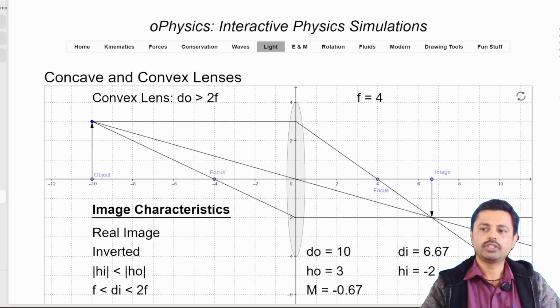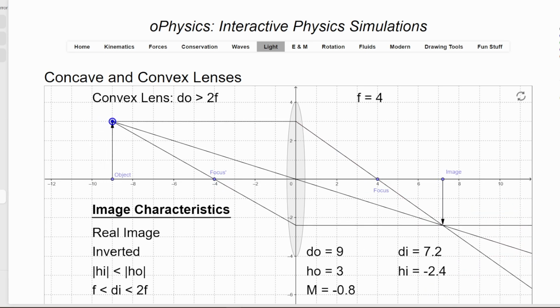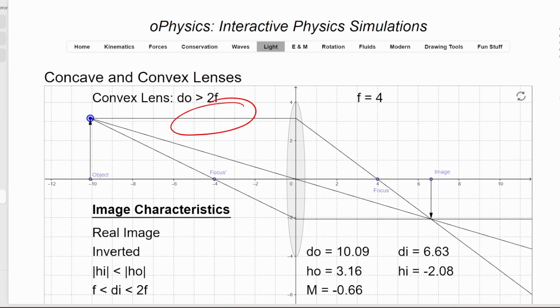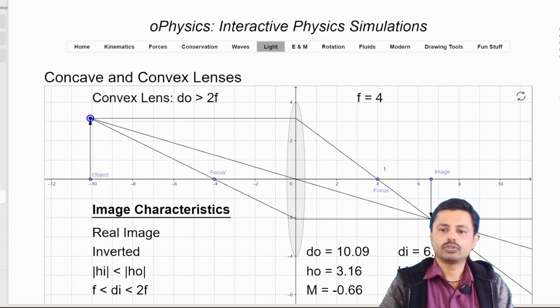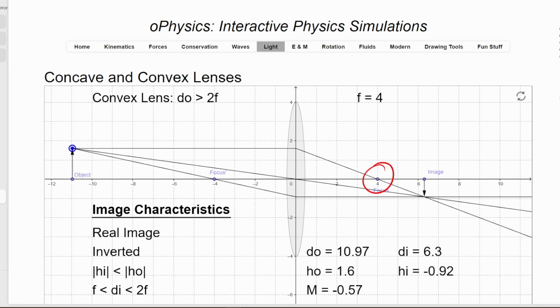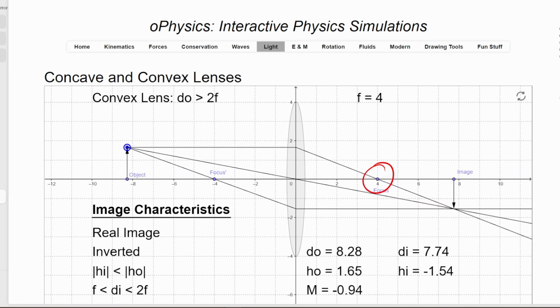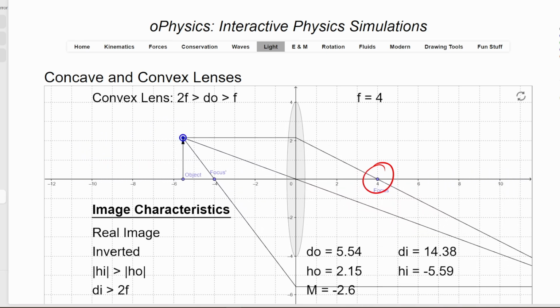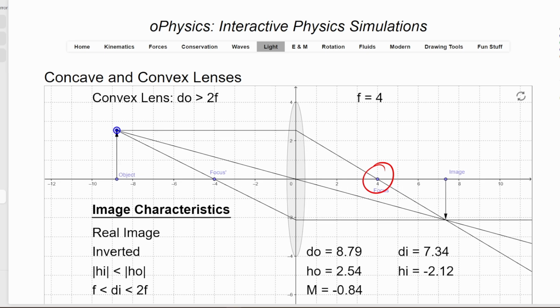Even if I move the object, see, I'm going to move the object. Observe this ray, and whether, when I change the object, it will pass through the focus or not. Just observe that once. So, focus on the focus. See, no matter where I take the object, the ray is going through the focus. So, it is focused to the focus.